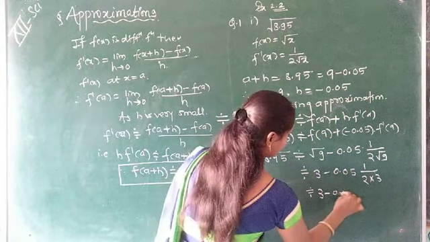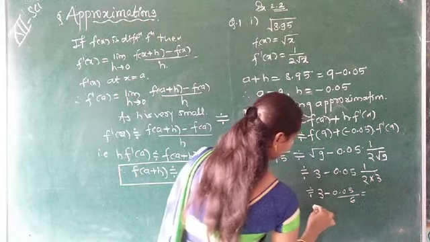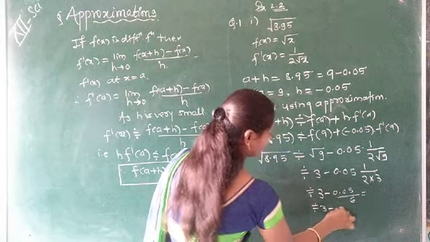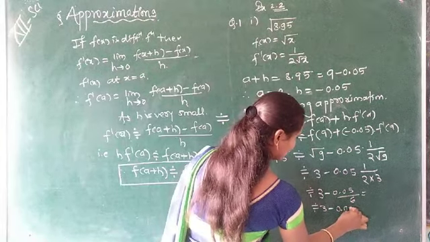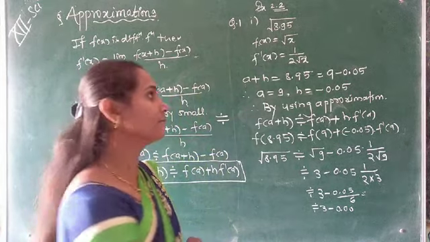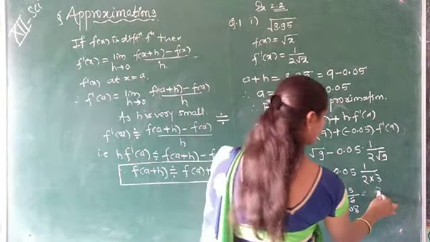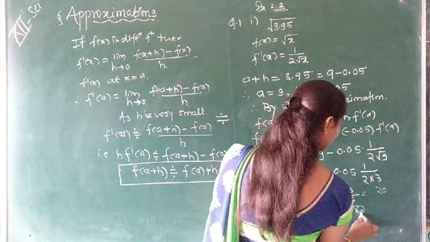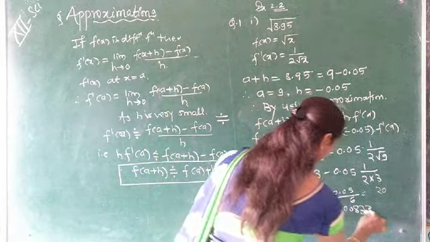3 minus 0.05 divided by 2, 3s are 6. Which is 3 minus, 6 zeros are 0. Again it is 0, again 0. Now which is 50. Now 6 8s are 48. Remains 2. Again it is 20. 6 3s are 18. Again it is 2 and it is 3 3.